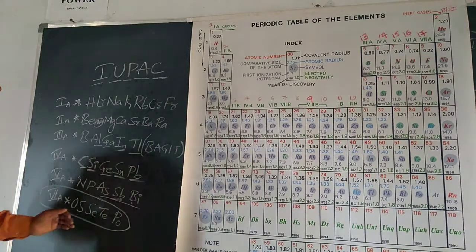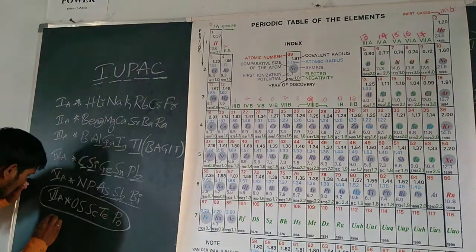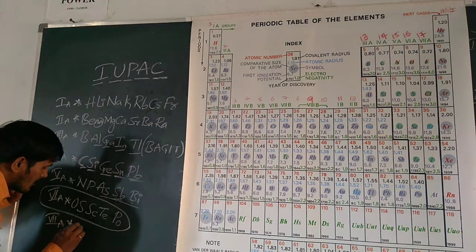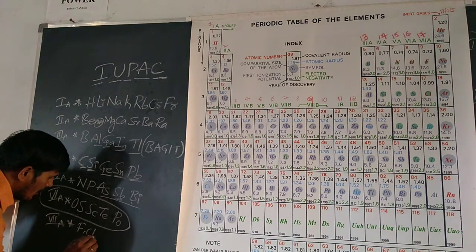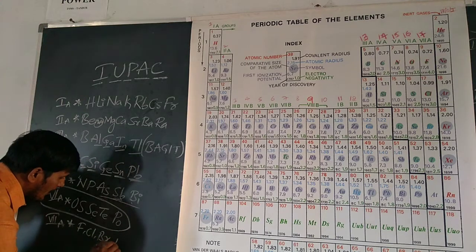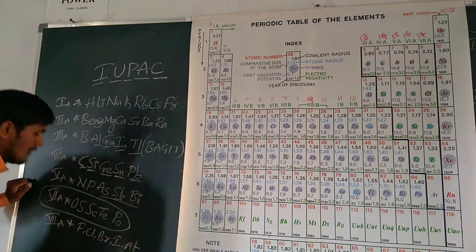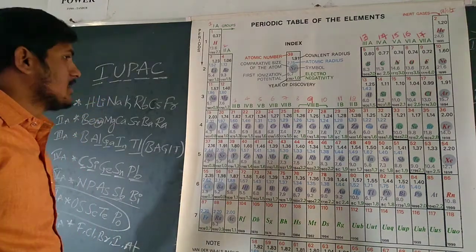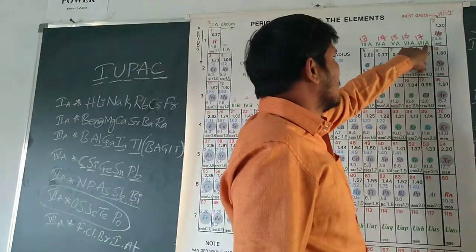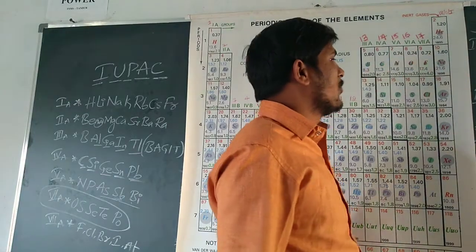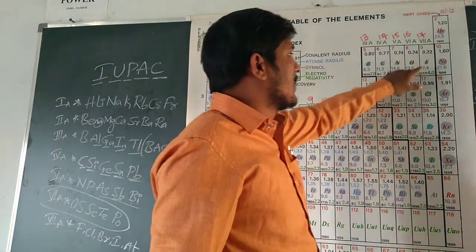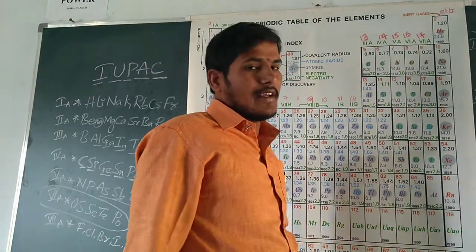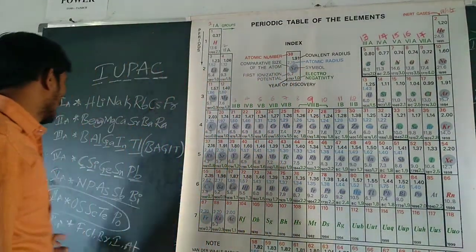Okay. Next, 7th A group elements. What are the 7th A group elements? Fluorine, chlorine, bromine, iodine, astatine. These are said to be halogens. The 7th A group elements are called halogens, that are fluorine, chlorine, bromine, iodine and astatine. It is also very easy to remember.